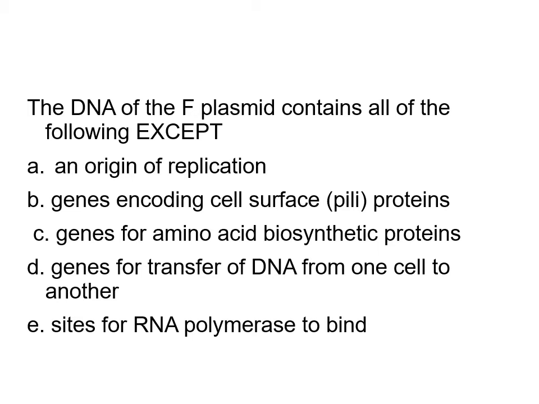The DNA of the F plasmid contains all of the following except: an origin of replication, genes encoding cell surface pili proteins, genes for amino acid biosynthetic proteins, genes for transfer of DNA from one cell to another, sites for RNA polymerase to bind. Yes, of course the answer is C. Remember, the sites for RNA polymerase to bind just means promoters for those genes that are important. So any DNA, plasmid, or whatever is going to have promoters to allow itself to express its RNA and its proteins. So the answer is genes for amino acid biosynthetic proteins.